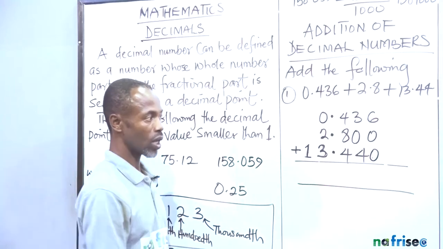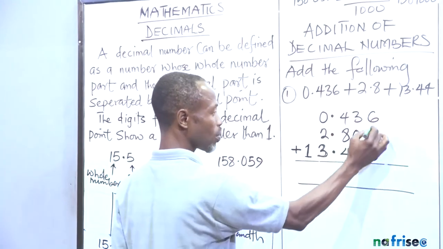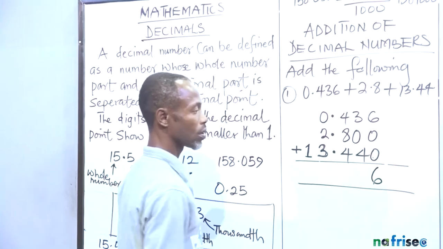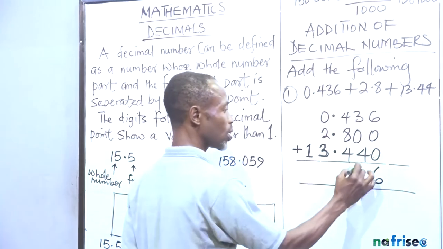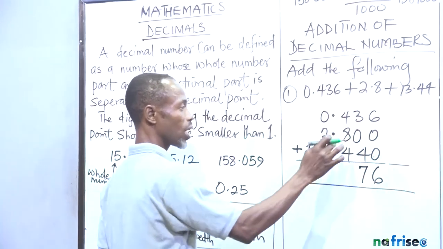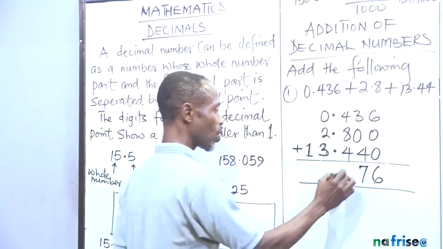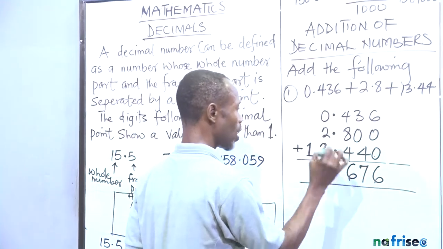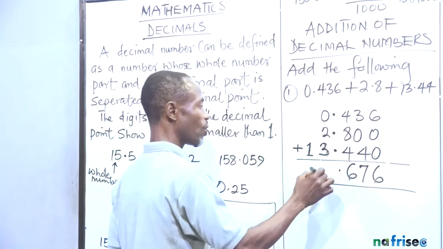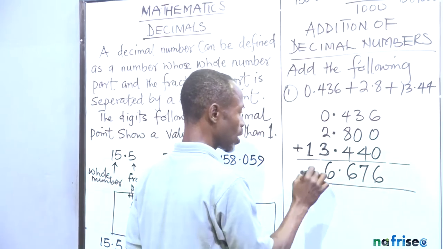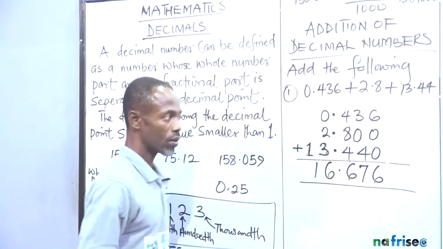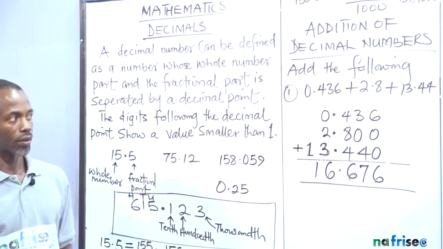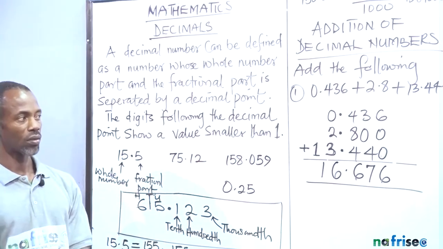Are you there? So now if you add, this will give us 6 plus 0 plus 0 is 6. 3 plus 0 plus 4 is 7. 4 plus 8 is 12. 12 plus 4 is 16. You write down 6, you carry 1. You add 1 to 5, that will give us a 6. And this is a 1 here. Are we there? That's the addition of fractions.